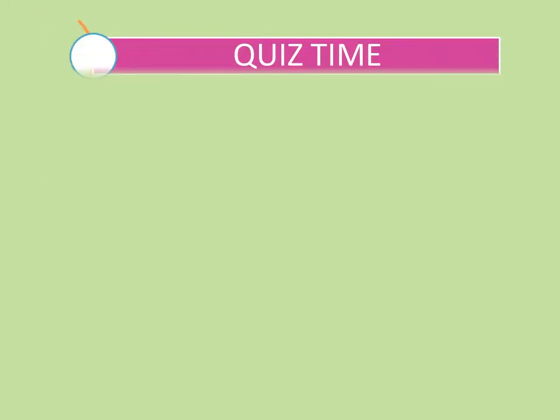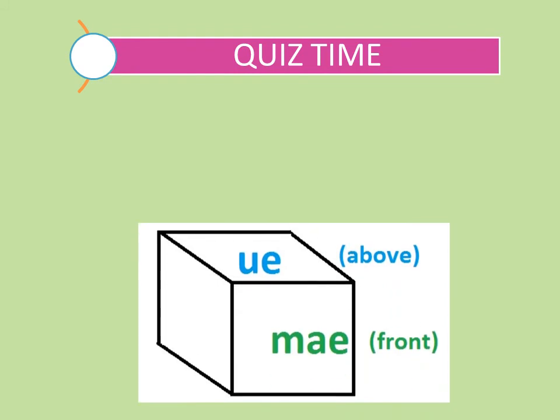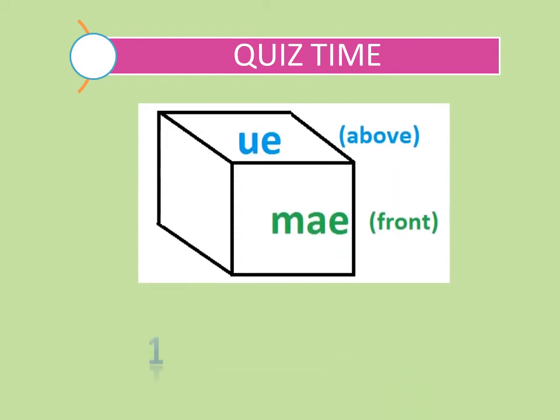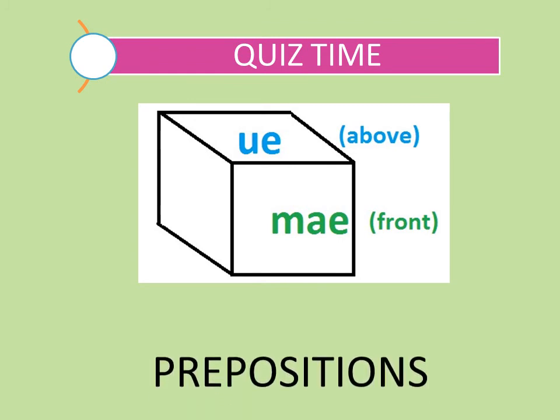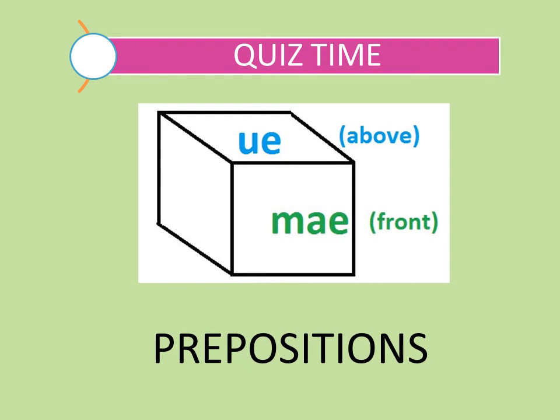Now it's time for our favorite quiz. Let me know whether you can identify these words, which part of speech do they belong to. First up, we have ue and mae. What are these words? If you guess them to be prepositions, then you are absolutely correct.